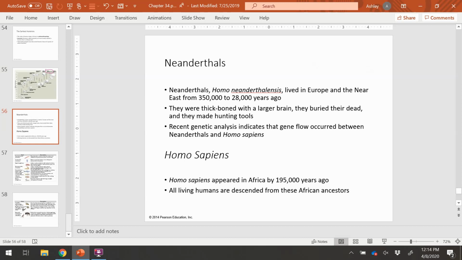And so there was a gene flow, if you remember, movement of genes between the Neanderthals and Homo sapiens. And so now some people from that area, with origins in Europe and Asia, have up to 3% Neanderthal genome. And so that not only proves that Neanderthals and Homo sapiens were both in existence at the same time, but also that they were able to mate and produce viable offspring. So that's very cool. Homo sapiens appeared in Africa about 195,000 years ago, according to fossil evidence and remains, and all living humans descended from these African ancestors.